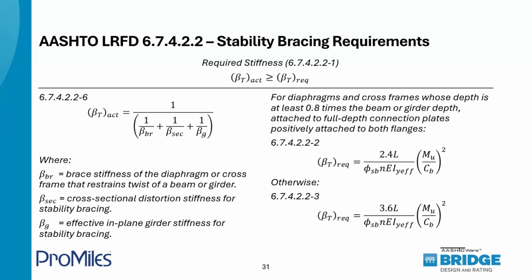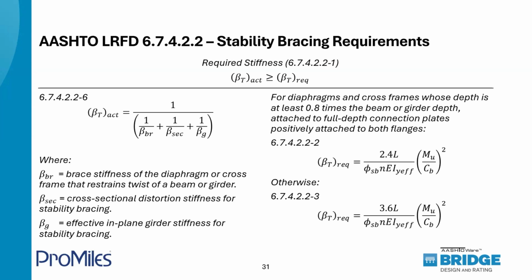To take advantage of that lower stiffness in that 2023 update, three conditions have to be met. Cross frame is going to have to be at least 0.8 times the girder depth. It has to be attached to a full depth connection plate, and then that connection plate is going to have to be positively attached to both girder flanges. You'll see those three conditions show up throughout the new spec article and kind of referenced throughout these slides as well.